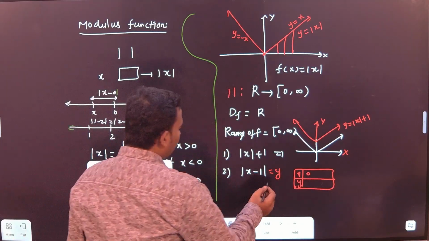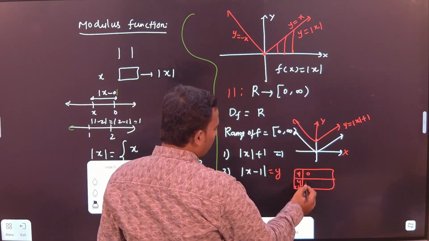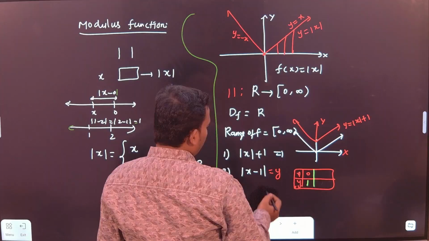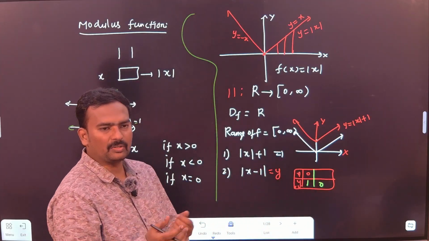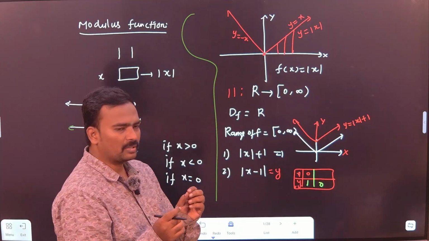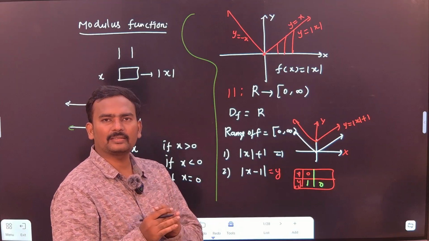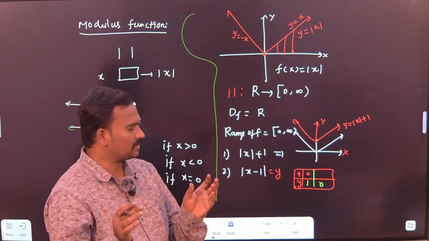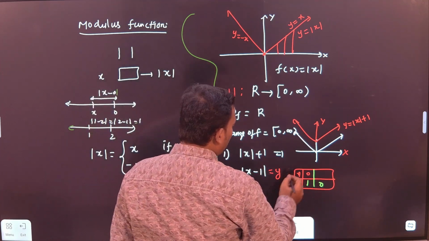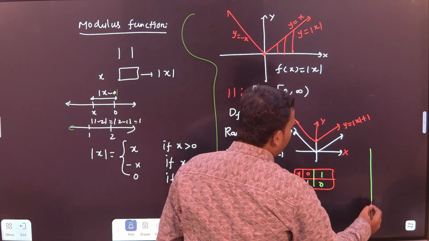okay, put x is 0, what is the y value? Mod minus 1, so mod minus 1 will be 1. If put y 0, mod x minus 1 equal to 0, that means what? The length is 0 means the point itself, right? The point is not moving from one place to another place, right? So, the x minus 1 will be 0 means x is equal to 1. So, therefore, the graph will be what?